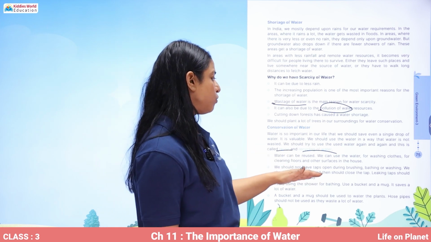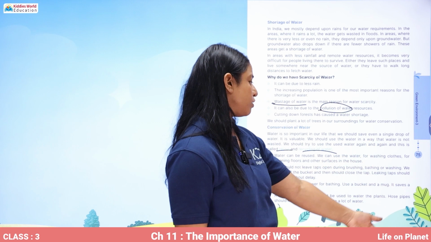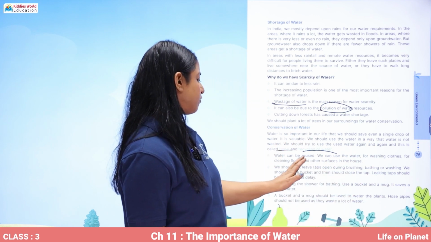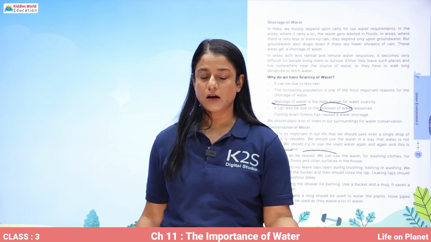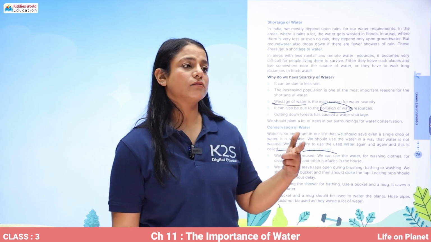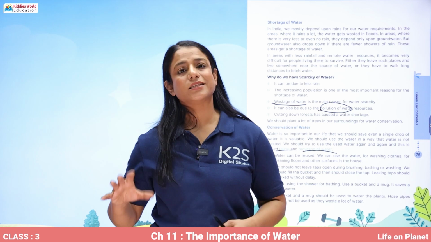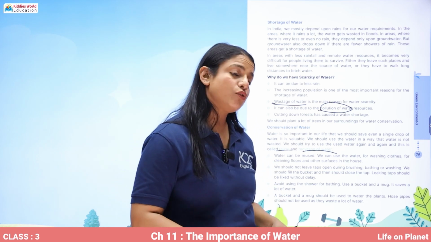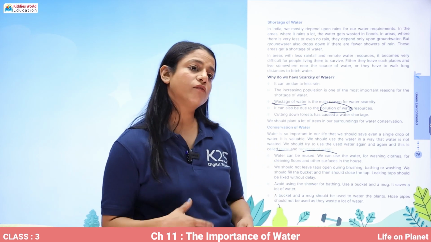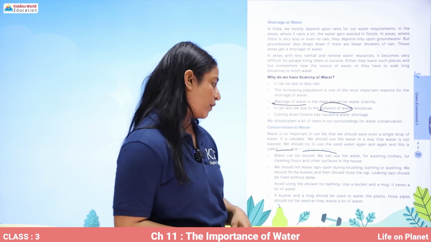Now, how can water be reused? We can use the water for washing clothes, for cleaning floors and other surfaces in the house. The water through which the clothes have been washed, the water present in the washing machine, can be used for mopping the floors or for cleaning bathrooms and toilets.